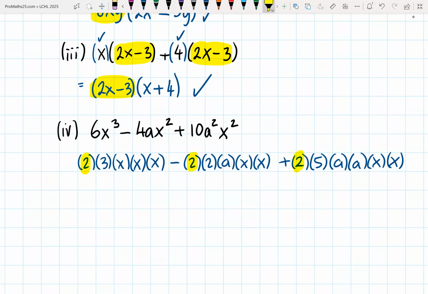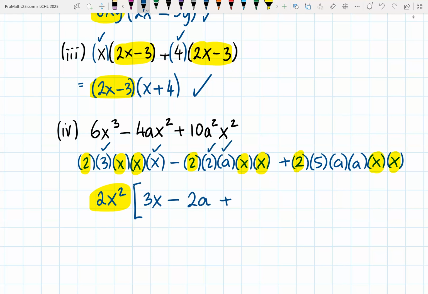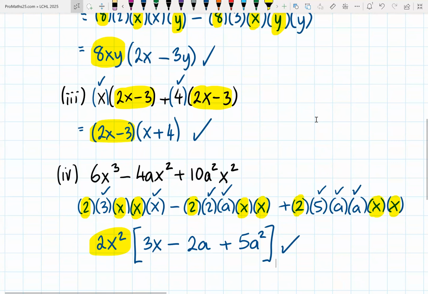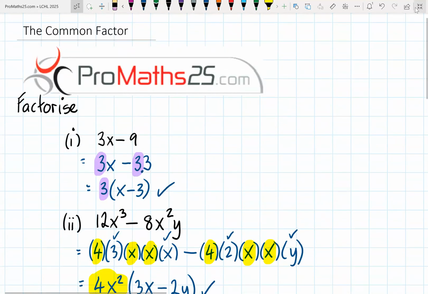I like to do it because it makes it very easy to see what's common. Look, the 2s are common. Look, the x's are common. There's a second x that's common. Right, so I find it very easy to visualize what to take out when I do it that way. So I can see there that I'm taking out 2x squared. And look at what I'm left with. I just ticked them off. 3x, take away 2a, add on 5a by a, so that's 5a squared for full marks. So that's the first type of factorizing we have to look at. We've had 5 examples of it there, and that's called factorizing using the common factor.